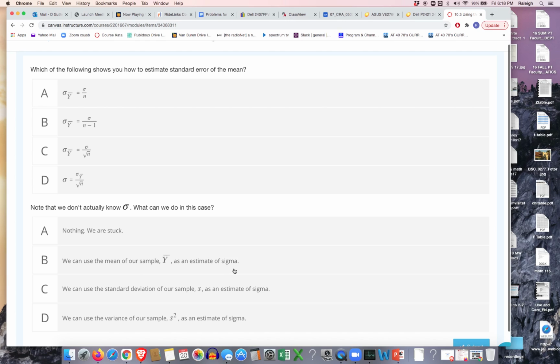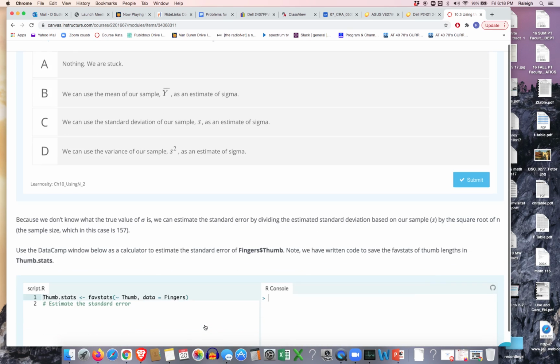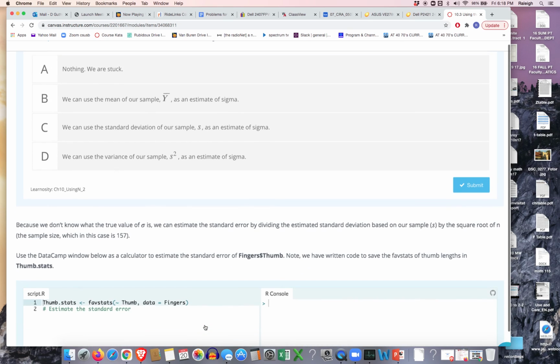Absolutely not. The mean is almost never the same as the standard deviation. C, we can use the standard deviation of our sample, S, as an estimate of sigma. Absolutely. S pinch hits for sigma. Yes, it does. But the variance, no. You'd have to take the square root of that. That doesn't really help us. So there we go with C.